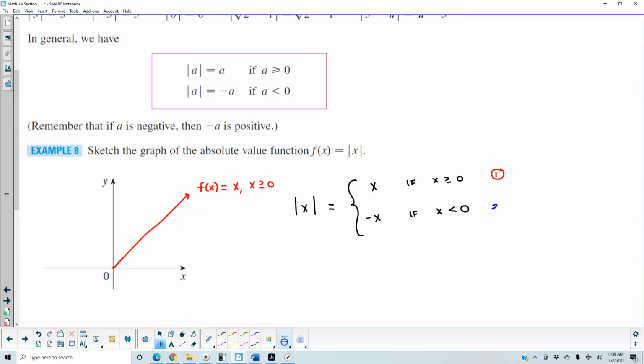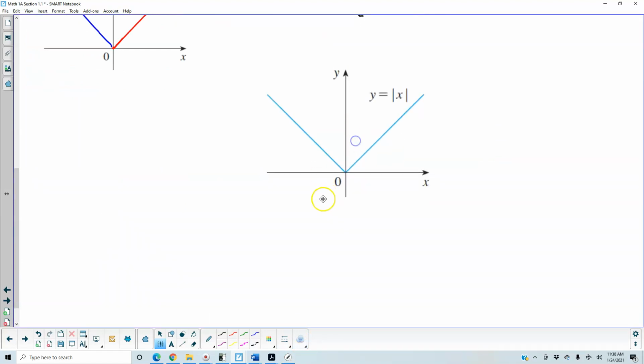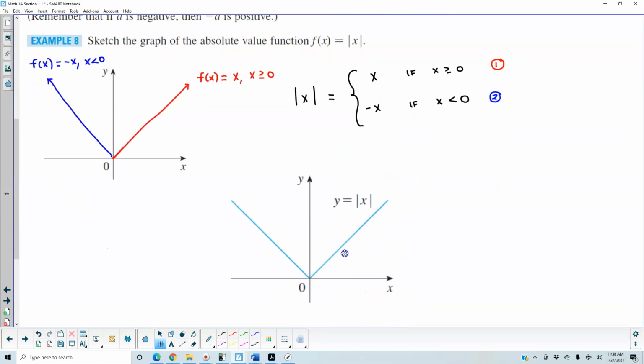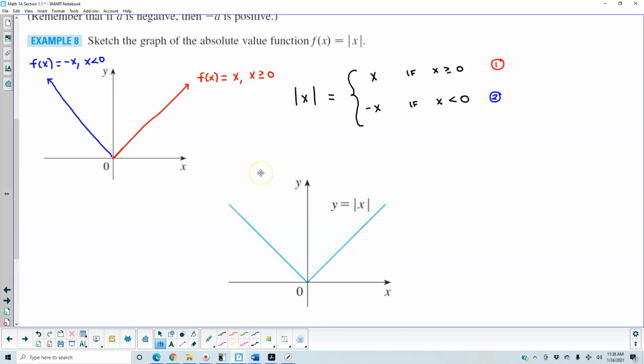And then the second part is the graph of f of x, which is equal to negative x, which means you're going to have a negative slope for when x is less than 0. So that means you have this graph here that represents f of x, which is equal to negative x when x is less than 0. So therefore, ultimately, what we end up with is a graph that is the shape of a V. So when you have your absolute value, you know you're going to end up getting a V-shaped graph.